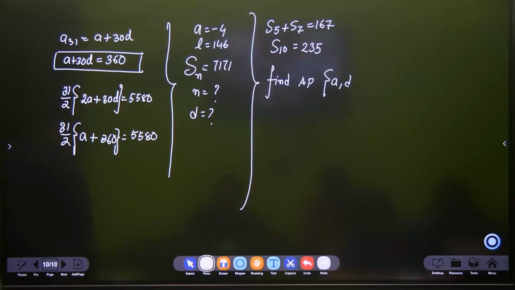No, I want to get the AP, beta. So how much did you get the value of D? D is 115 by 23, which is 5. Yes, it is. And A is 1. So the AP will be 1, 6, 11, 16. Check, maybe you made a mistake somewhere.